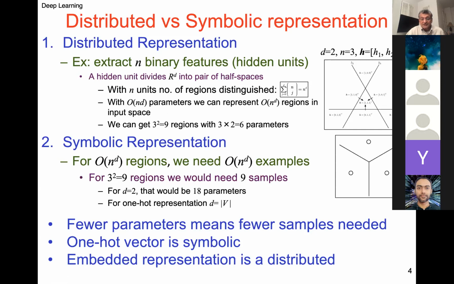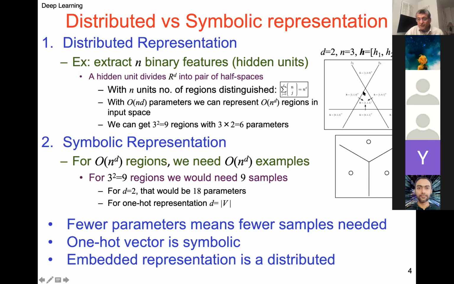We are using binary features, right? With n units, the number of regions distinguished is of the order of n to the d. And with order nd parameters, we can represent order n^d regions. There are quite a few regions in space. We can get 3 squared equal to 9 regions with 3 times 2 equal to 6 parameters.